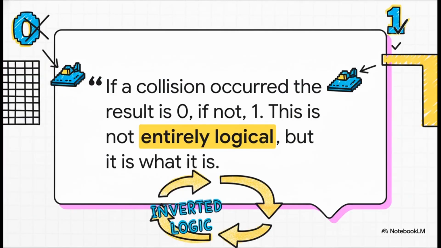And here's a detail from our source article that I just absolutely love. It's such a wonderfully quirky reminder of how these old systems worked. The logic is totally backwards, so you have to remember this. If the check function gives you back a 0, that means you've hit something. If it gives you a 1, the coast is clear. It's not logical, but hey, that's just how it is.